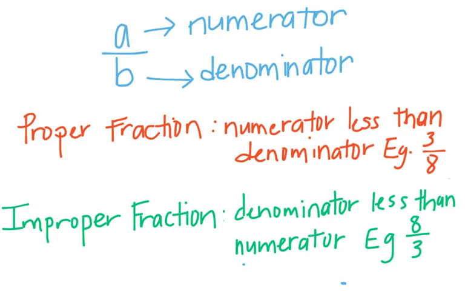So just to recap, a proper fraction is where my numerator is less than my denominator. An example of that is 3 over 8. And an improper fraction is where my denominator is less than my numerator. And an example of that will be 8 over 3.